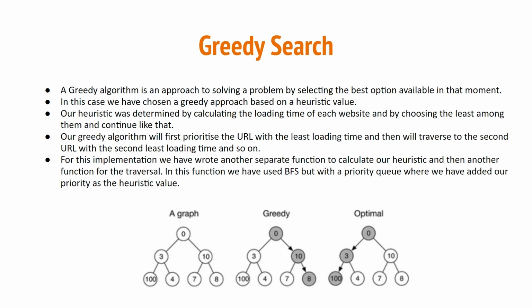For our implementation, we had to write a separate function in order to calculate the heuristic, and another separate function to use the calculated heuristics to travel using the greedy search. One more thing that I would like to add is that in order to calculate the heuristics, we used a priority queue, where the calculated loading time of a page was set as the priority, with the least loading time being the page with the highest priority. That is all for the greedy search.